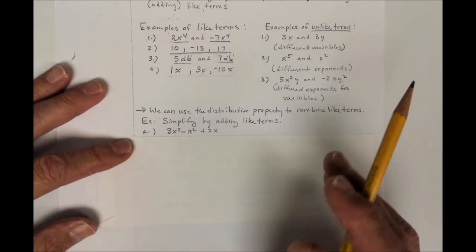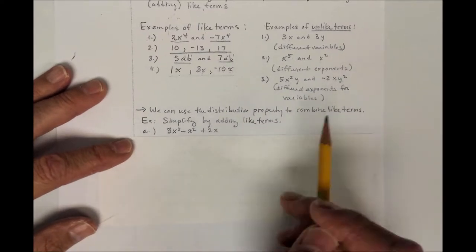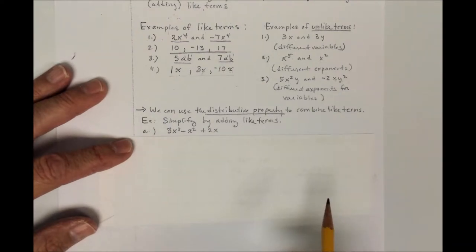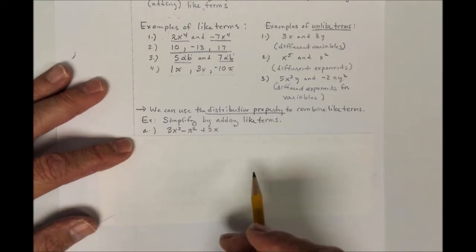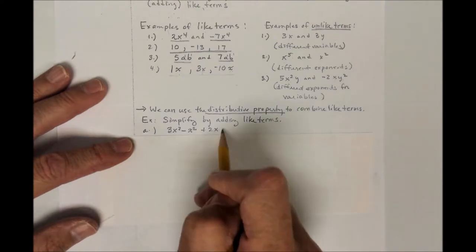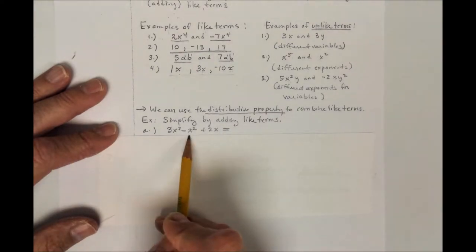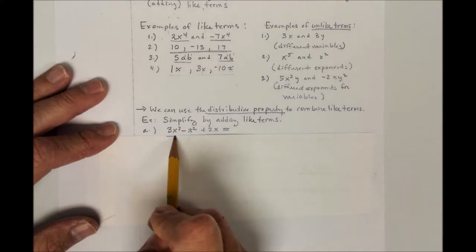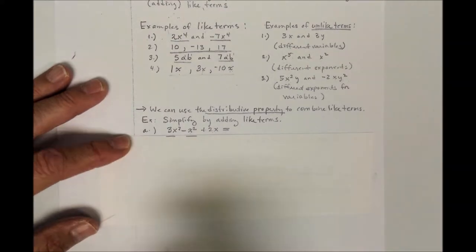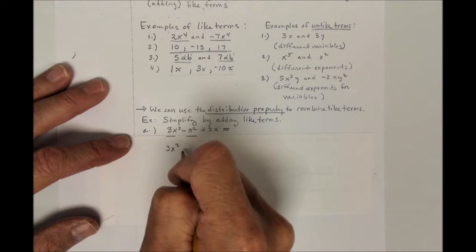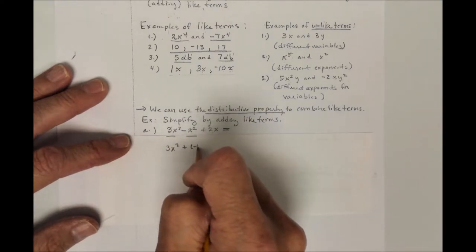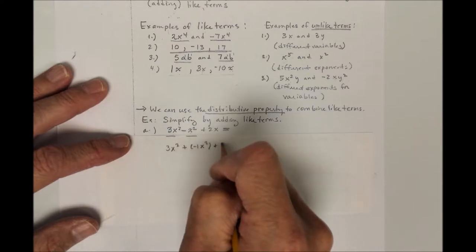Because we want to be able to use this nice little distributive property function here to simplify by combining like terms or to add like terms. Now, I look at this problem that I have here. 3x squared minus x squared plus 2x. I have 1, 2, 3 terms, and two of them, the first one and the second one, are like terms. Now, if it helps you, take the time and write minus x squared as plus negative 1x squared plus 2x.